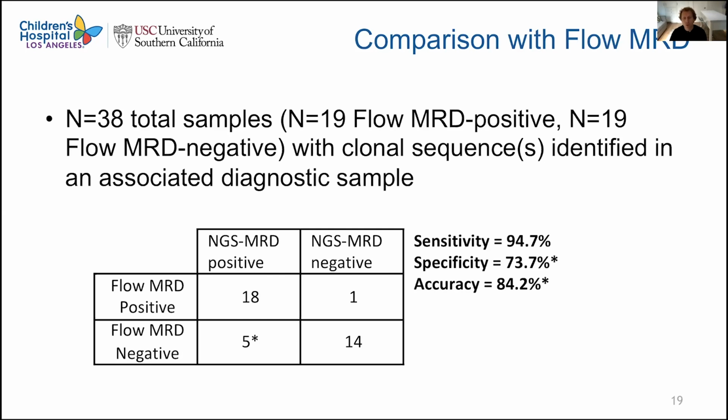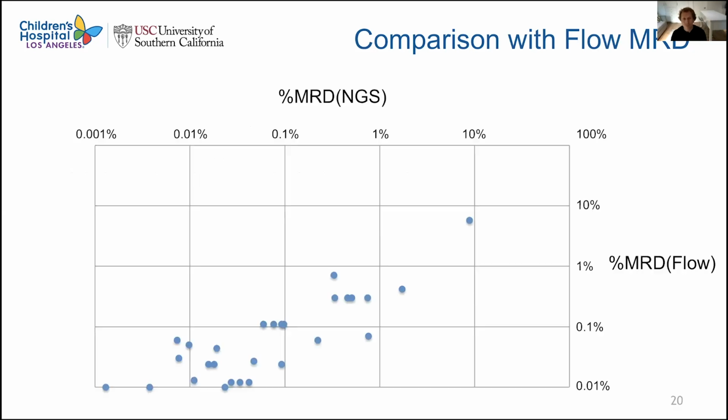And then for the specificity, it was 73.7%, but I put an asterisk here for these 5 so-called false positive samples where there was an NGS MRD positive result, but the flow MRD was negative. We'll come back to that in a second, but we have to keep in mind that the NGS test might be more sensitive than the flow gold standard.